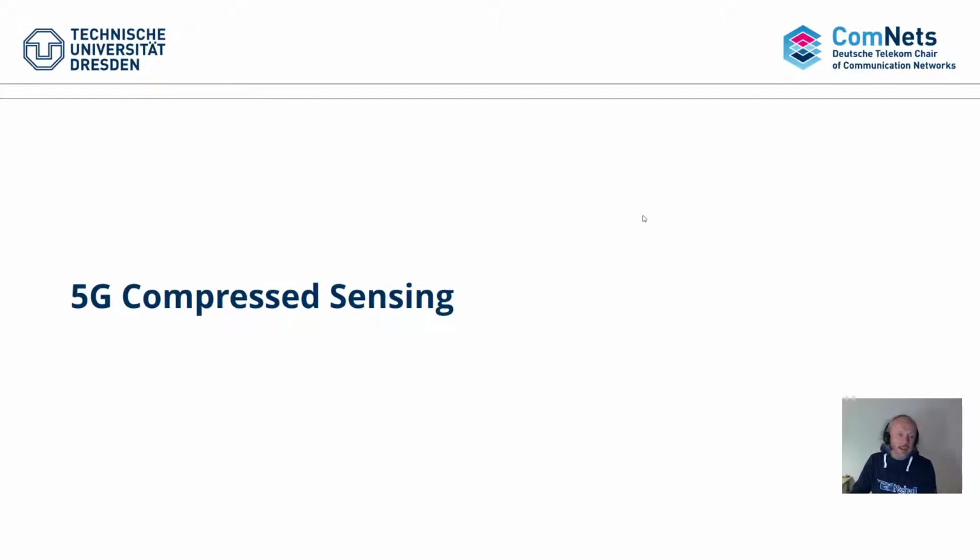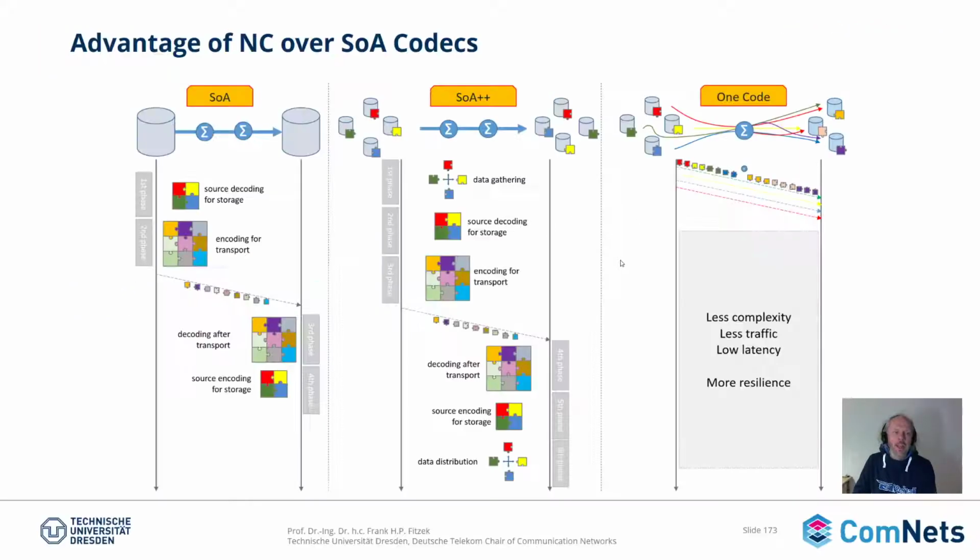Good. The other thing that is new is compressed sensing, and there's something with it that I would like to explain more in detail because it has also to do with network coding. The idea is, if you have some storage and you want to have the source where it's stored, you have to do source decoding, and then you encode it for transport. On the other side, you decode it after transport, and you would then source encode it for storage again, right? If you would like to move your storage to a distributed cluster, what you see here is that first of all, you have to gather all the pieces.